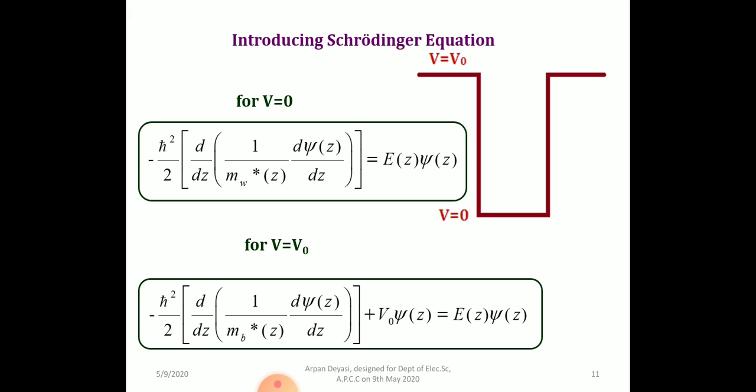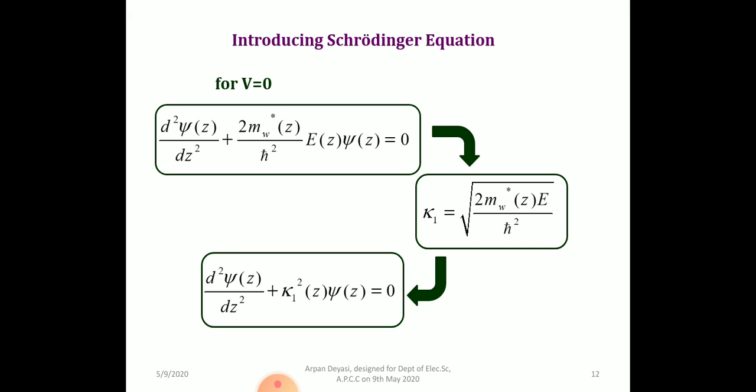Please look at it. The second equation gives a term V0 psi. So the first equation is for the well. The second equation is for the barrier. So we have two fundamental equations, of the well and the barrier, from the Schrodinger equation. Let's try to solve these two equations one by one. First, take the well equation.